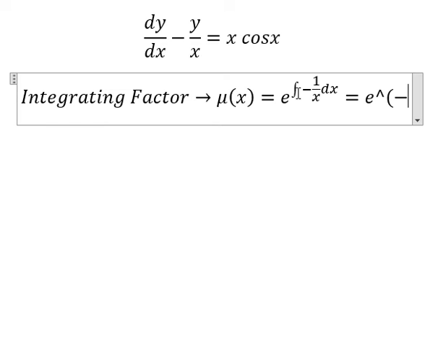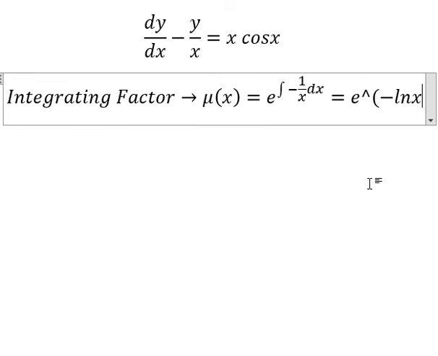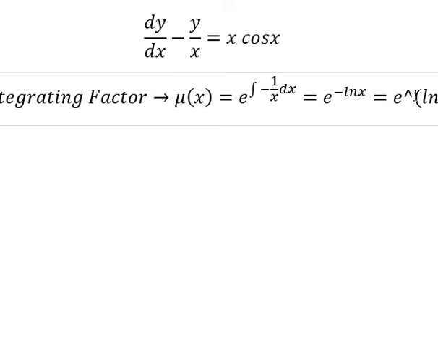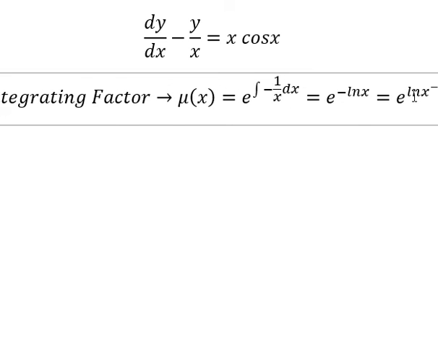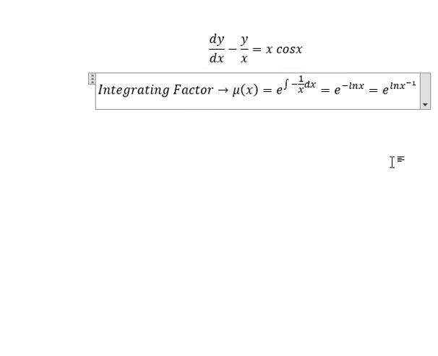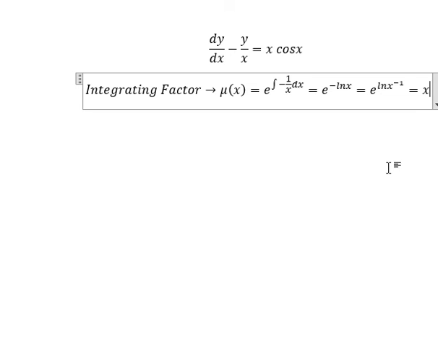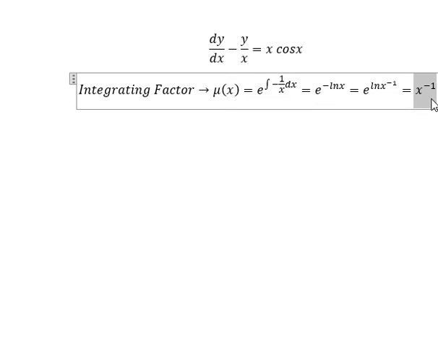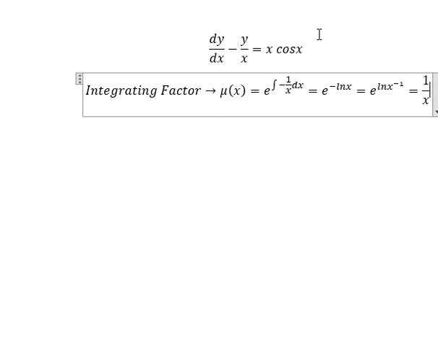So the integration of 1 over s, we have ln s. Next, the negative will go inside the natural log in here. So this one we have s to the power of negative 1. So I will put 1 over s.